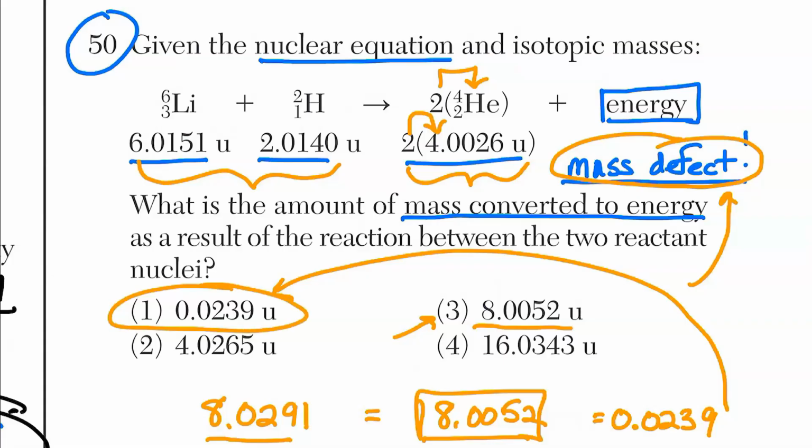Choice 1 is your answer, 50. And although I haven't seen quite a problem quite like this before, it's definitely doable, as long as you understand that in nuclear equations there's mass missing.